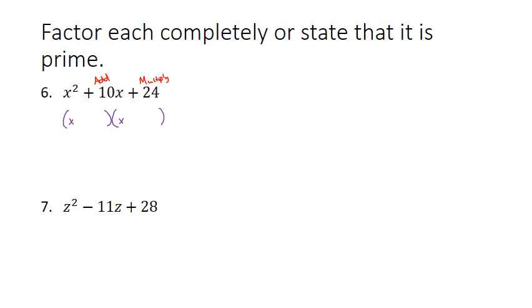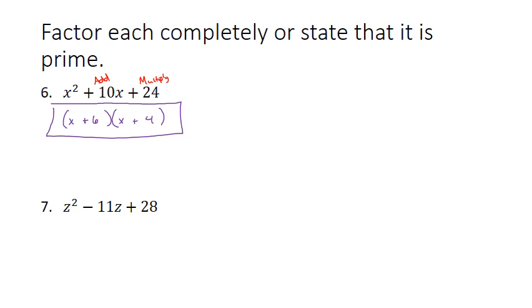So what 2 numbers multiply to get positive 24 and add to get 10? It would be a plus 6 and a plus 4. 6 times 4 is 24, and 6 plus 4 is 10. That is your final answer. This is the more common way that we're going to do factoring, so we're going to see a lot of these. As we go through these, if you ever want to pause the video and try them yourself before I do, go for it.